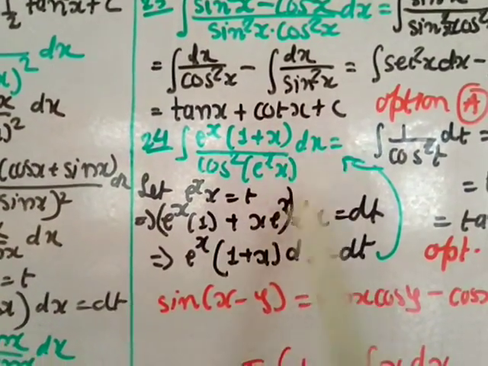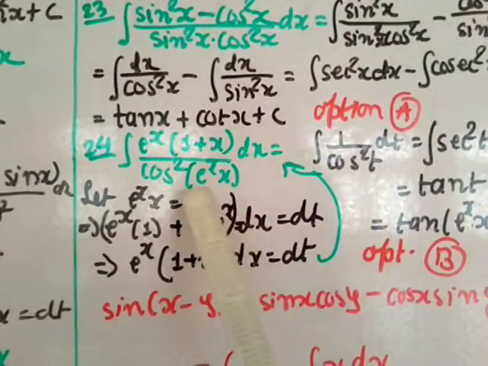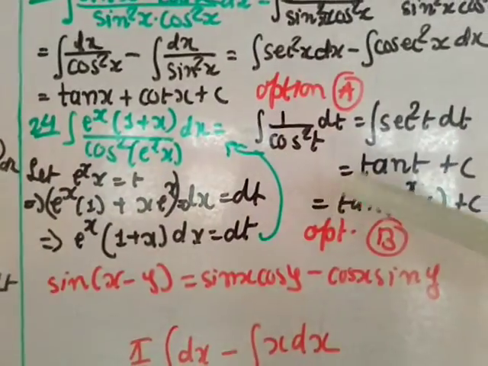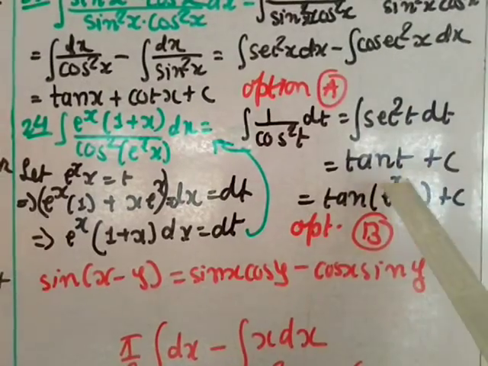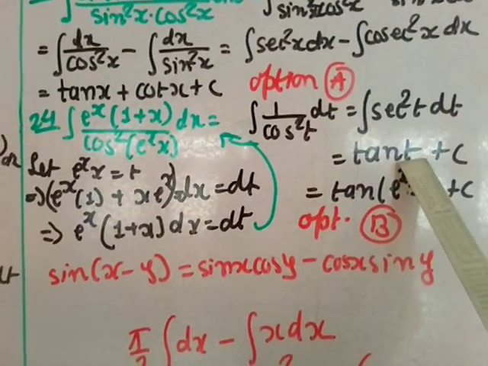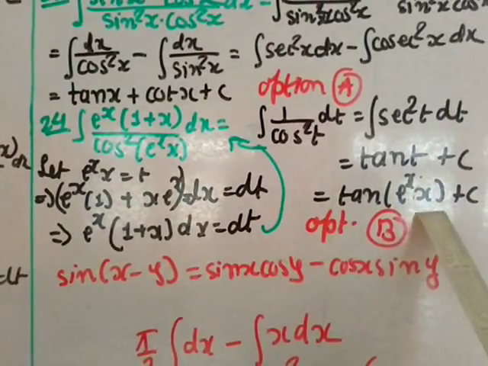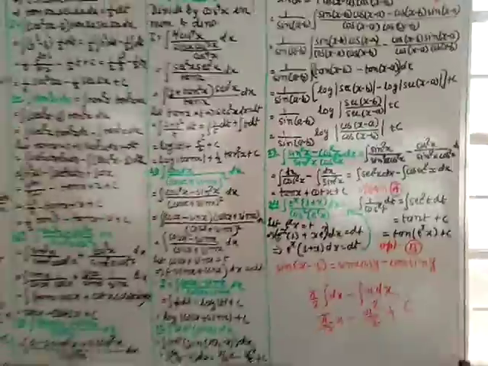So instead of this numerator we can put dt, and cos square as it is, and e power x you are taking as t. Now 1 by cos square you can take as sec square t dt, and the integral of sec square is tan t plus c. Put the value of t that you have taken as e power x. So tan(e power x) plus c, and this is option number B. So you keep this much. Thank you very much.